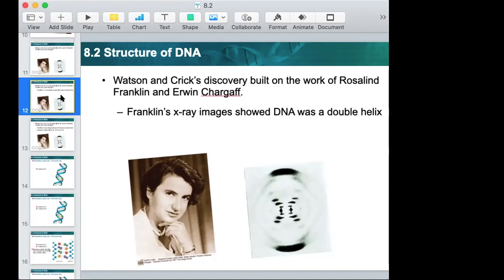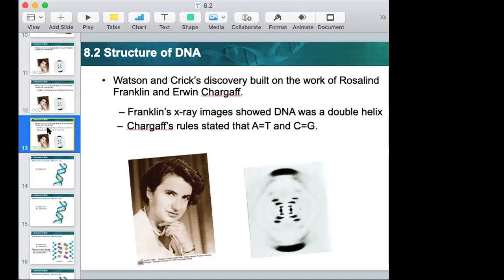So Franklin's X-ray images are what they used to show that DNA was a double helix. They stole them from her. She didn't give them permission to take them, but one of her colleagues gave them to Watson and Crick, and that was what they needed to make their model. She already knew about DNA being a double helix. She hadn't actually written a paper about it yet, but she knew that was what it was showing her, but they took credit for it. Watson and Crick took her data, and they won the Nobel Prize because of it. And she didn't, because they didn't even give her credit for her discovery.